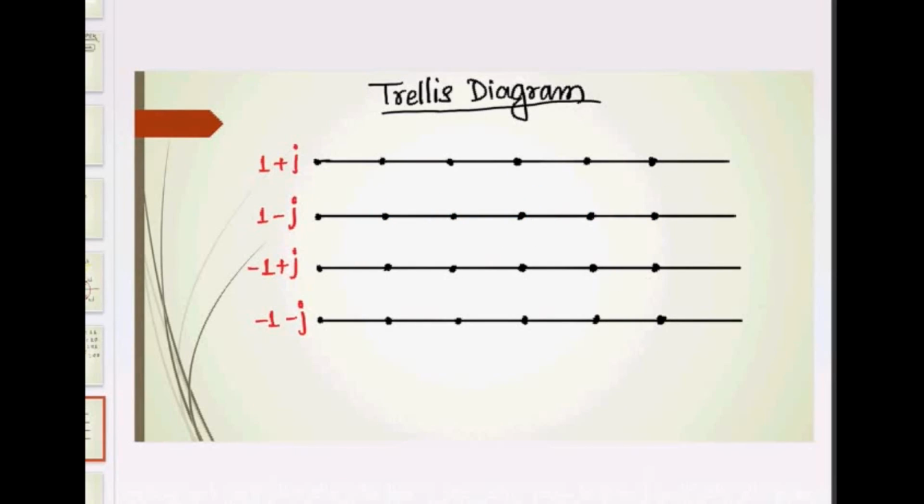Okay, now another very beautiful concept known as a trellis diagram, which is very important to represent the OQPSK, the phase changes in the OQPSK.